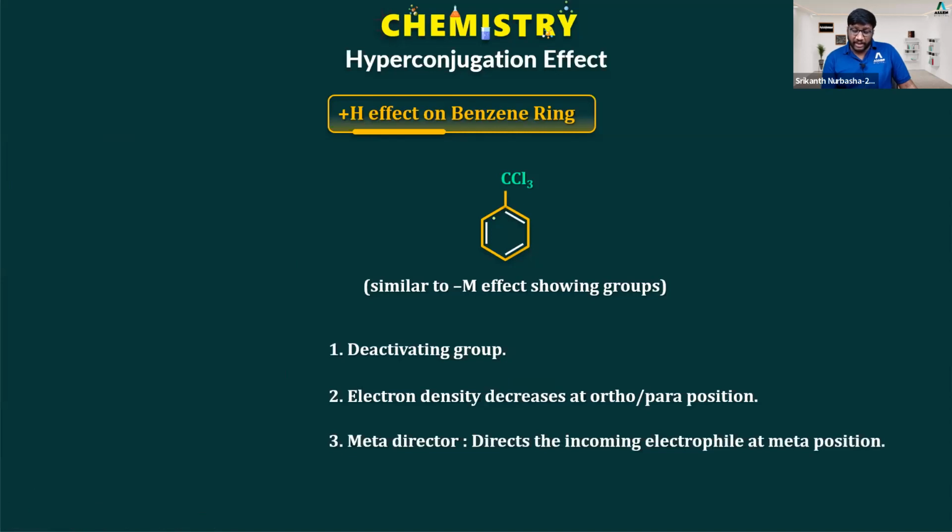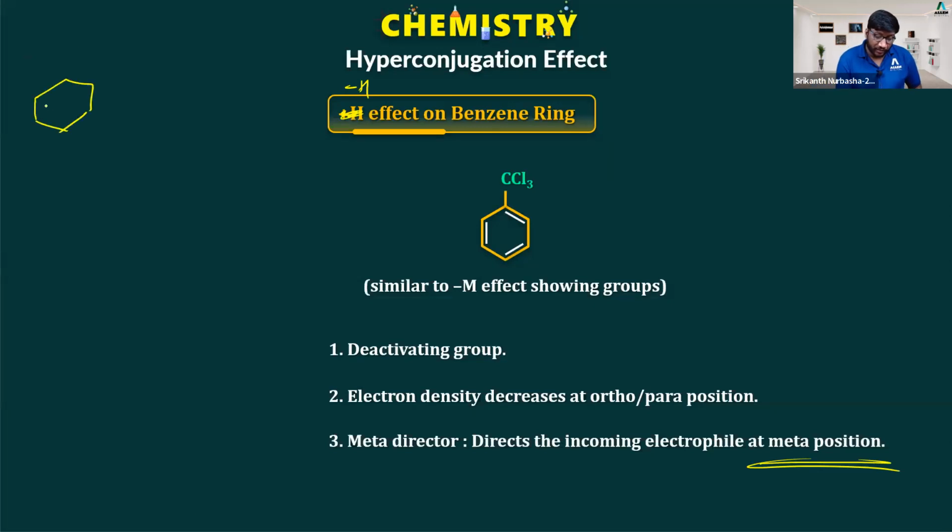So if you look at a benzene connected to CCl3, it is a minus H effect, right? CCl3 is a minus H effect, similar to minus M effect showing groups, a deactivating group: electron density decreases at ortho and para. It is a meta director, directing the incoming electrophile at the meta position. How can the resonating structures be written here?